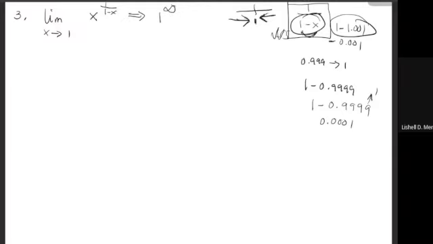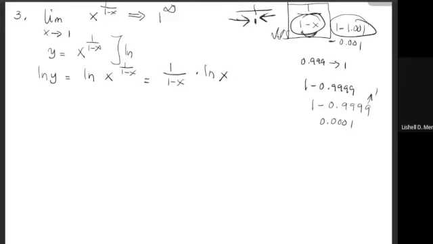So that's 1 raised to infinity. So it is among those indeterminate forms. So what we're going to do is the same process. We let y be equal to x raised to 1 over 1 minus x. And then we get the ln of both sides. So we have ln of y equals ln of x raised to 1 over 1 minus x. But we can write this as 1 over 1 minus x times ln of x using the property of logarithm.